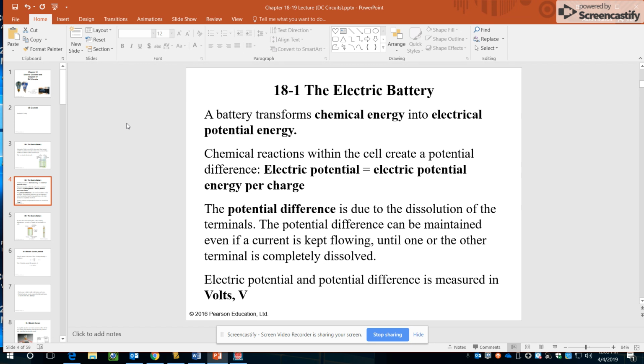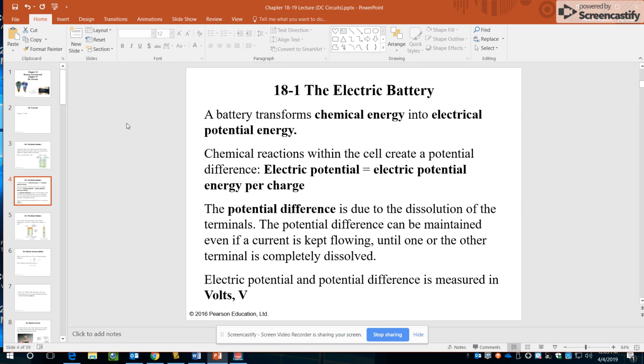We talked about a similar situation with holding a bowling ball above the surface of the earth, where letting the bowling ball go would cause it to gain kinetic energy. And we talked about that gain in kinetic energy coming from a transformation of gravitational potential energy to kinetic energy. We have an identical situation for charged particles. So a battery is serving to transform chemical energy, the chemical energy held in that configuration of dissimilar metals and acid solution, into electrical potential energy. Chemical reactions within the cell create a potential difference.